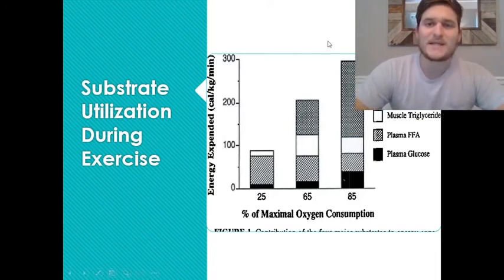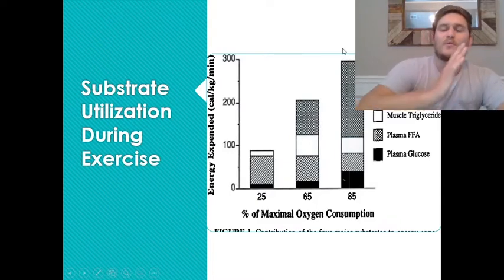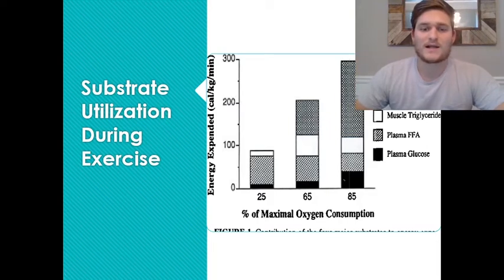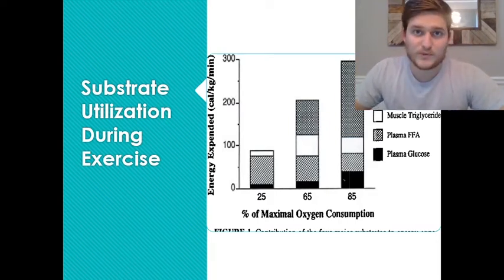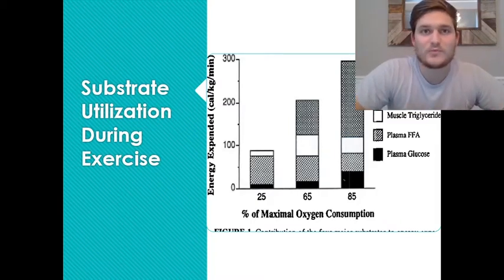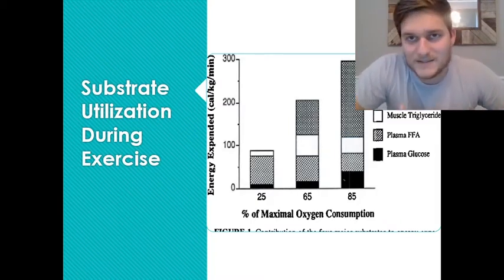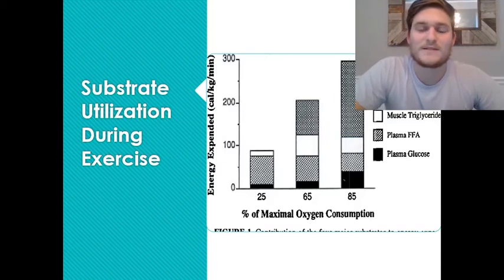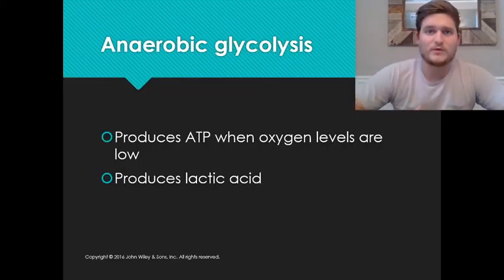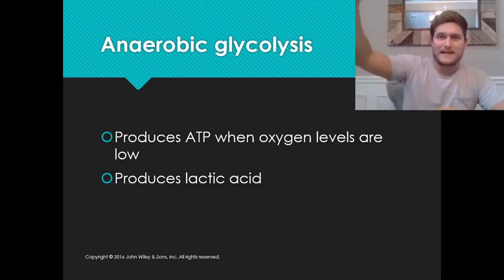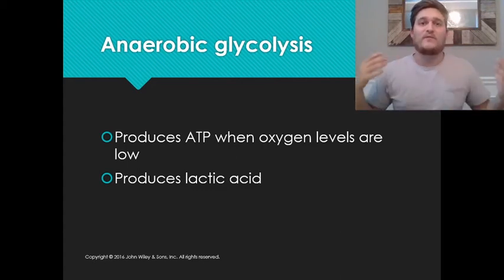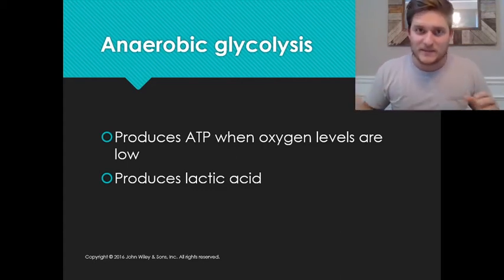As exercise intensity gets harder, we tend to gravitate more towards using glycolysis, and that's going to in turn produce lactic acid. But at lower intensities, we will use more free fatty acids to generate our ATP. You are going to rely more on glycolysis when your demand for ATP exceeds the amount of oxygen available to make that ATP.